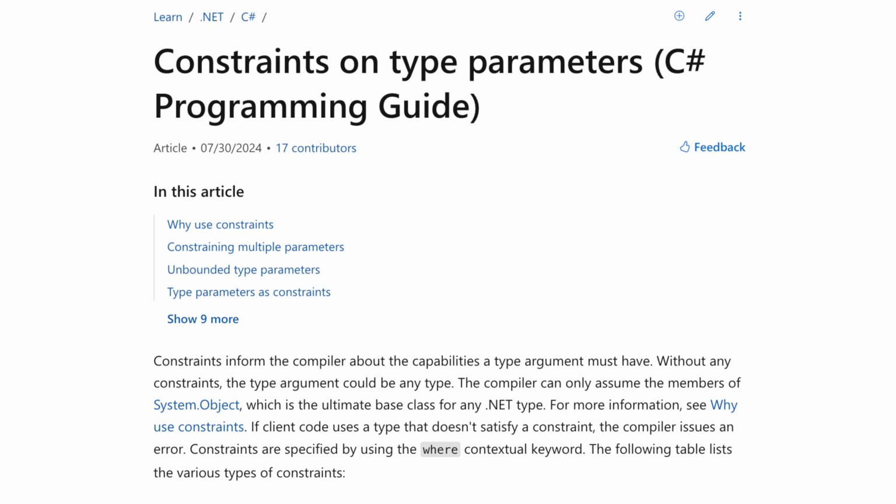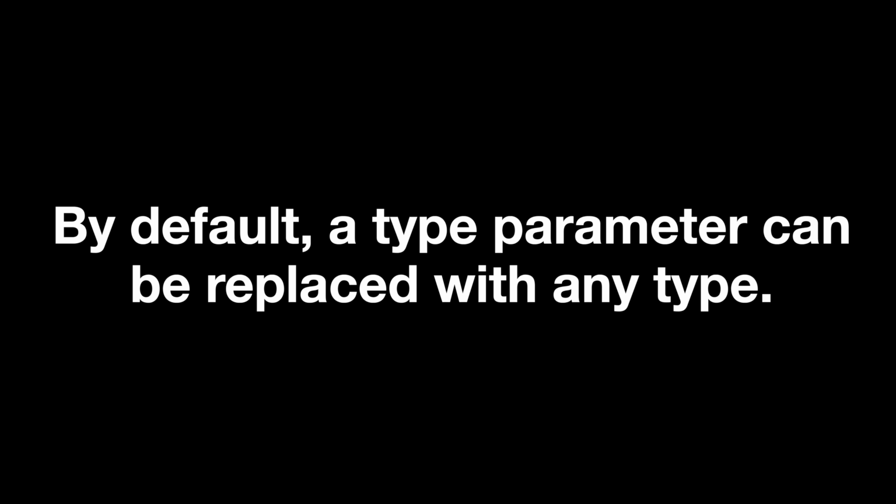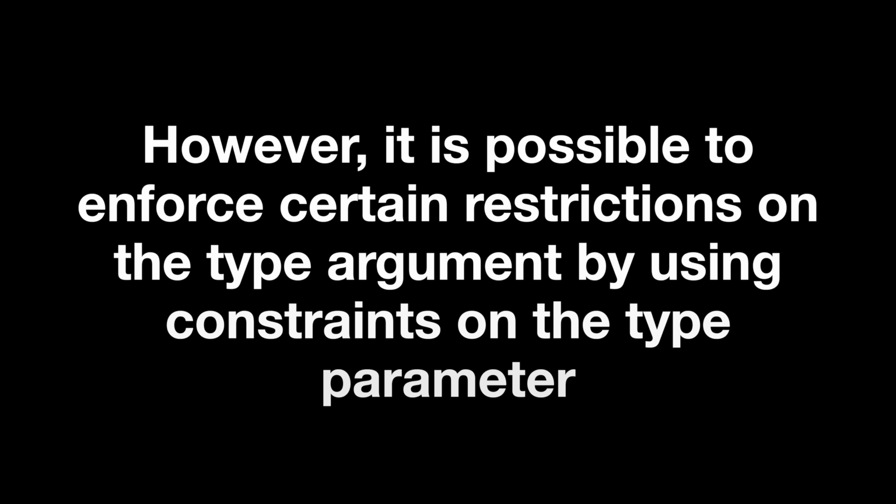Hi, in this video we'll be talking about the generic constraints in C#. By default, a type parameter can be replaced with any type. However, it is possible to enforce certain restrictions on the type argument by using constraints on the type parameter. But first, let's do a bit of a setup before we explain how the constraints can be used.